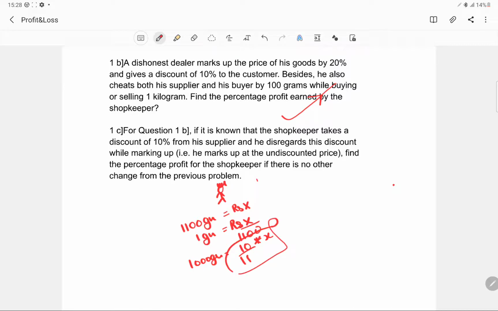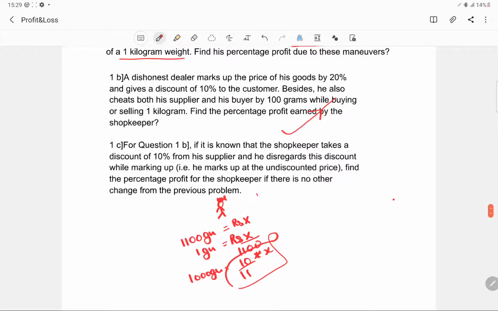Well, you got the point. Because he said okay, the price at which I am buying 1 kg is rupees X. But instead of 1 kg, he cheated him and actually bought 1100 grams. So actually 1000 gram cost him 10 by 11 of X. Okay. Then he said okay.